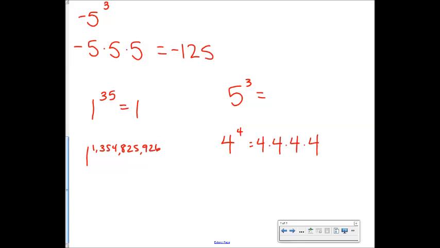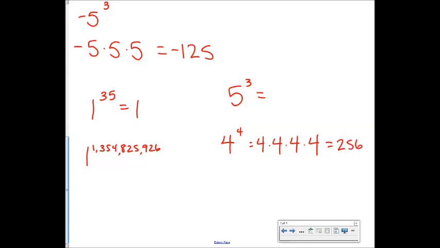Okay, now if I want to actually simplify that, what would I do? 4 times 4 is 16. What's 16 times 4? 64. 64 times 4? 256.